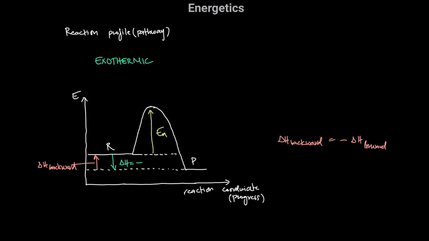For example, if the forward reaction is negative 100 kilojoules per mole, then the backward reaction will be positive 100 kilojoules per mole. Similarly, if we look at the activation energy for the backward reaction, we're starting with products and going to reactants, and the activation energy would be from products to the top of this hill. So this would be the activation energy for the backward reaction.